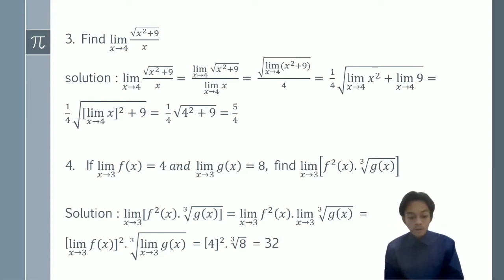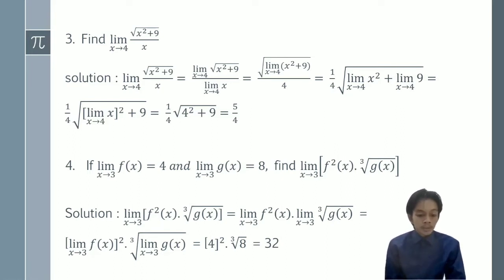Next, we will use theorems number 8 and 1 to get 1/4 times the square root of the limit of x as x approaches 4, squared, plus 9. Then we can use theorem number 2, and we will get 1/4 times the square root of 4 squared plus 9, which is equal to 5 over 4. Okay, example number 4.